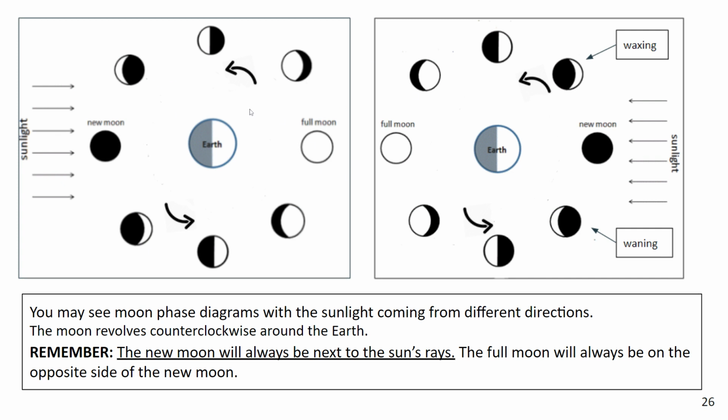So you can't memorize this based on just one picture. You have to see where the sunlight is coming from, and the new moon will always be next to the sun, and you have to, based on where it's going, either from new moon to full moon or full moon to new moon, your shading should either be on the right or the left side. And that's it.